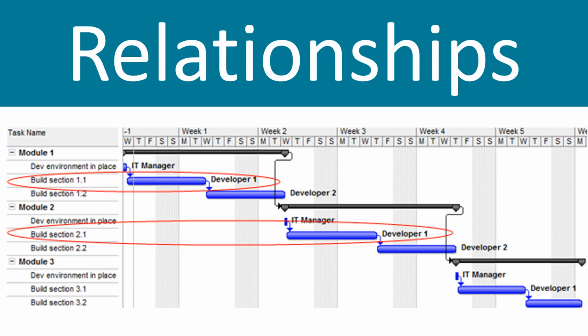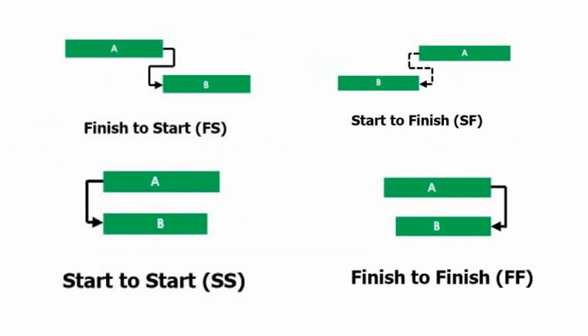So relationships in general, we have 4 types of relationships. The first one is finish to start. These terms will come again as we work in the next videos with Microsoft Project. For example, if we have task A and task B, when task A finishes, task B will start. Another type of relationship is start to finish, SF. So the start of A and the finish of B.